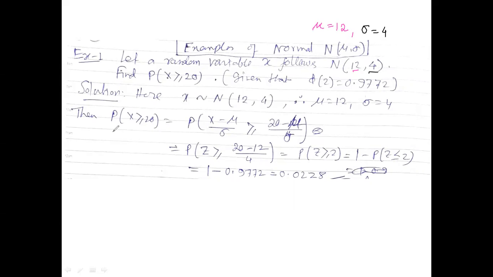Now, what is the solution trick? First of all, we have to convert the given variable x into the standard normal variable z. Step 1, convert x to the standard normal variable z. And step 2, find the probability of z. Solved.